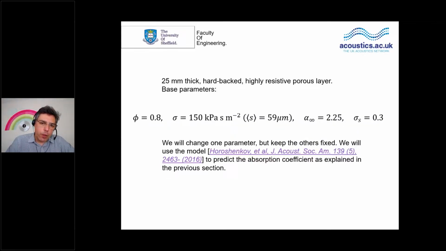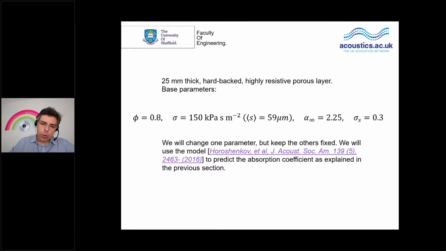Let's say, for example, we have a 25 mm thick hard-backed, highly resistive porous layer, which is quite a typical absorber used in high-end applications. It's not massively porous. It's only 0.8% porosity. So no, sorry, 80% porosity. The flow resistivity is 150 kilopascal second meter minus 2. It corresponds to the pore size, which is about 60 micrometers. Tortuosity is about 2.25, and the standard deviation of the pore size is 0.3.